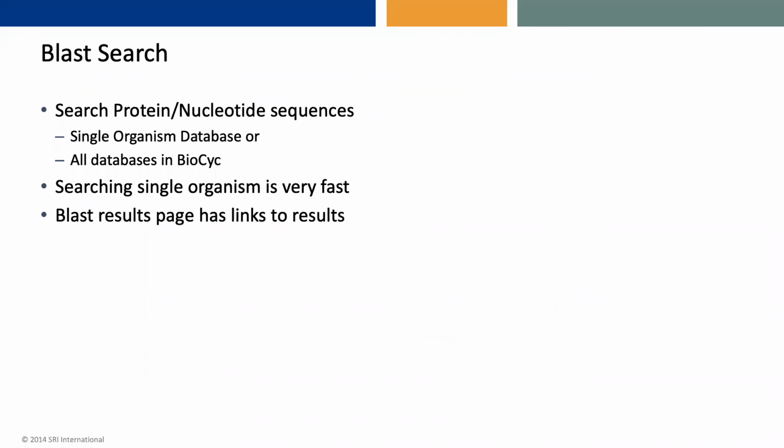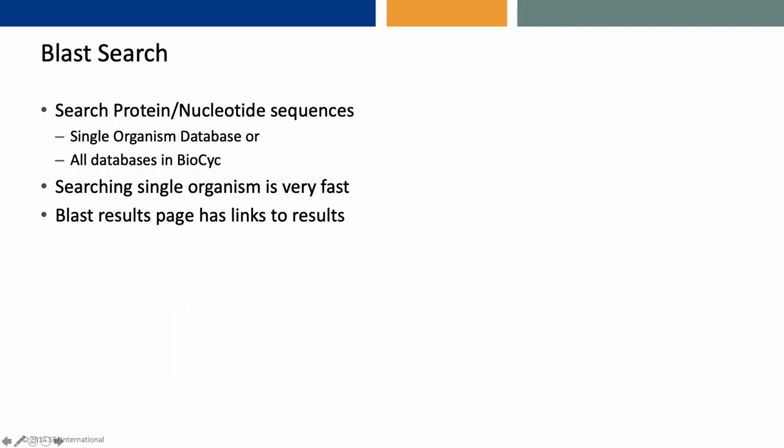Okay, we also have several varieties of blast search available, and these are done from the main menu. They're not done from the gene page. We can search for protein or nucleotide sequences. We can search for either a single organism database or all the databases in BioCyc. Doing blast searches on a single organism is very fast. If you know what organism you're looking for, that's the recommended way to go. If you search across all of BioCyc, it typically can take 5 or 6 minutes, and you really should just leave the browser window open for a bit, and it will return your results.